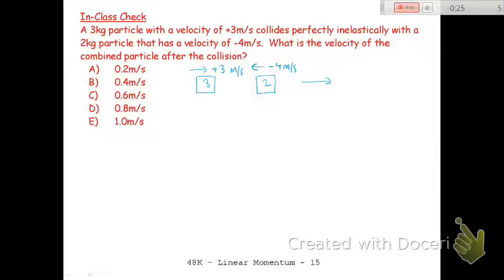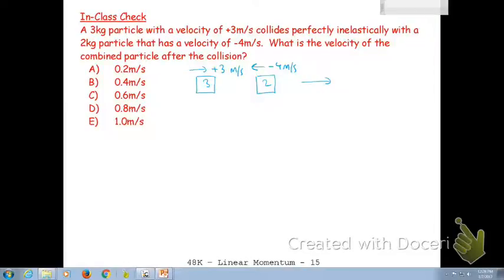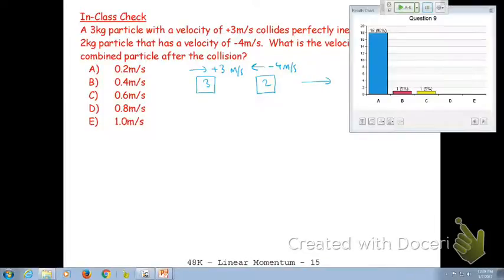I'm going to pause that there. Okay, we're back. So let's pause this thing here and let's see what most people are saying. Most people are saying A. A little bit of B, a little bit of C, but most people are saying A. So let's see how that works out.